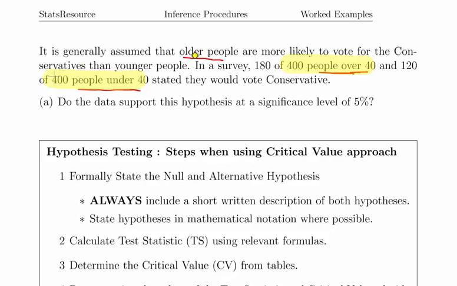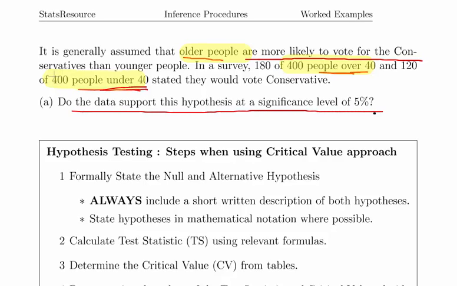So it's generally assumed that older people are more likely to vote for conservatives than younger people. So in a survey, 180 people out of 400 over 40, that's our older group, and 120 out of 400 people from our younger group stated that they would vote conservative. Do the data support this hypothesis at a 5% significance level?